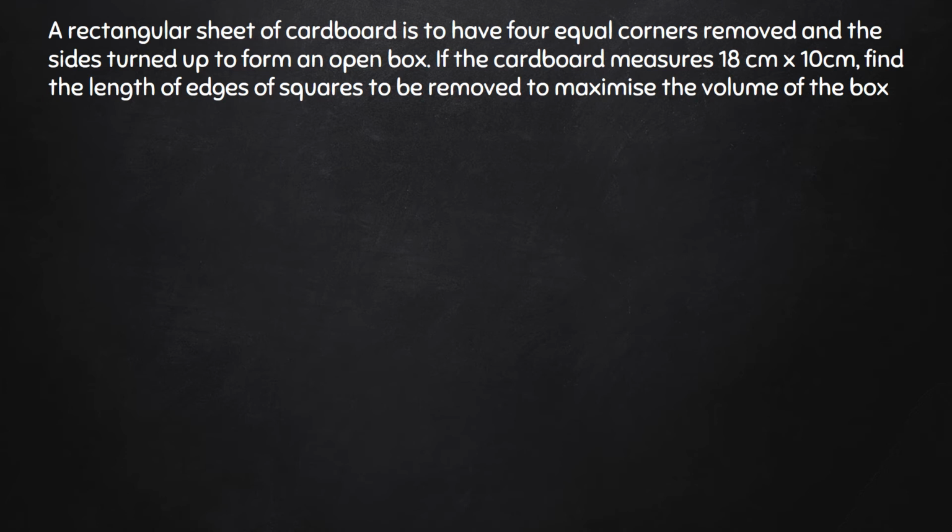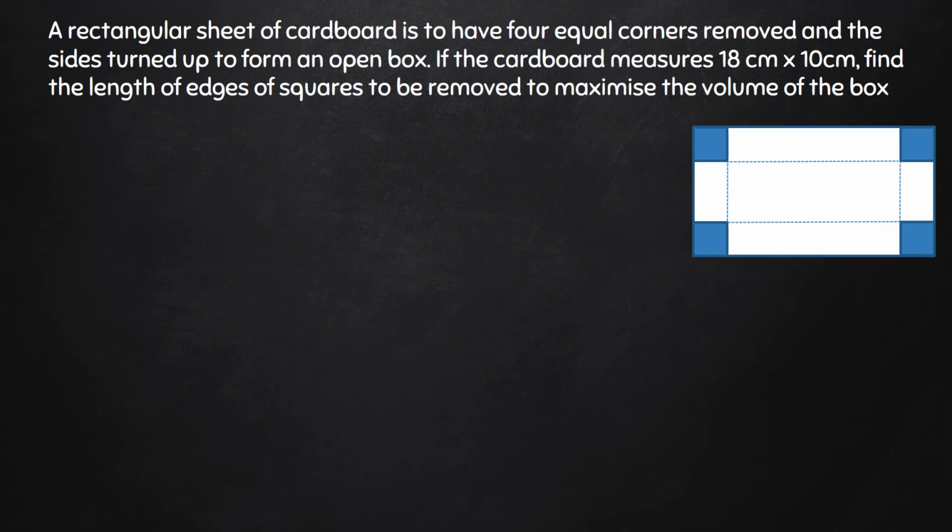So first of all, we're going to do a diagram. Okay, so this is our piece of paper. We know that that whole length along that side is 18, and the whole length of that side is going to be 10. So we're going to let the little corners to be taken out being size x. So that means this part of it has to be 18 minus 2x. And if we go up this side there, that's going to be 10 minus 2x.